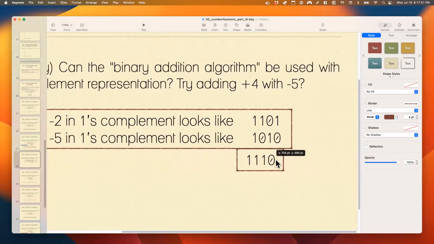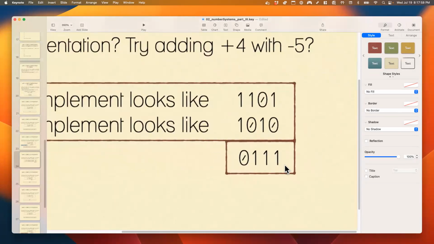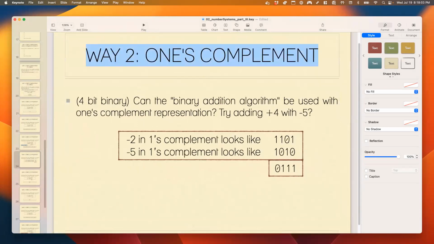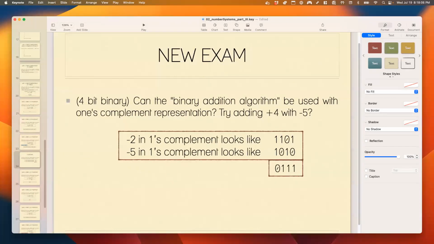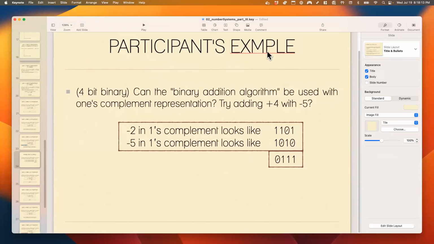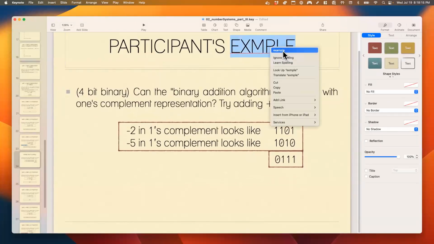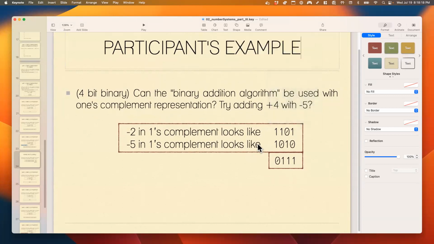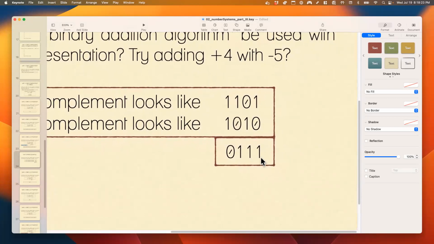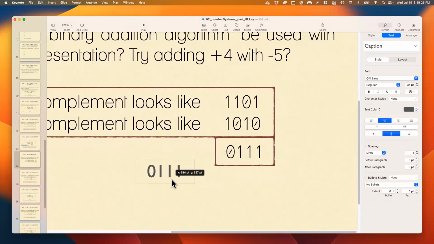Okay, that's actually not bad. And of course, the answer is going to be 1, 1, 1, and 0 here. So this is a new example. I'm going to say participants example, because that's provided by Grace. Okay. So of course, like I said, we do have a 1.